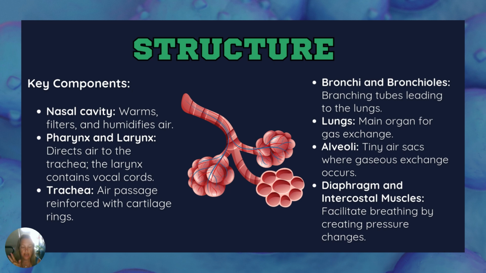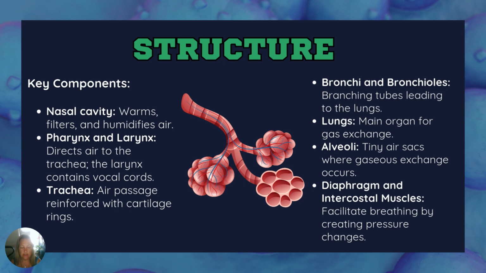The trachea is the windpipe that channels air down here to the bronchi, reinforced with cartilage for stability. Then we've got the bronchi and the bronchioles. That's when we start getting to this kind of level on the structure of the lungs. And they're the branching tubes that carry the air into the lungs.